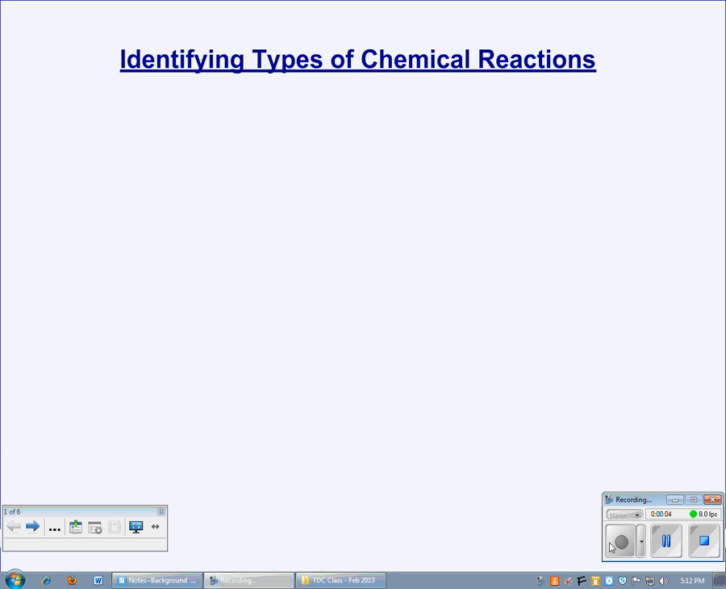Today's topic, identifying types of chemical reactions. So far, we've learned how to write chemical equations correctly. We've learned how to balance them using coefficients. Today, we're going to learn what I call some real chemistry. We're going to be able to look at the type of chemical reaction that we have before us and then predict what products might be made from that reaction.